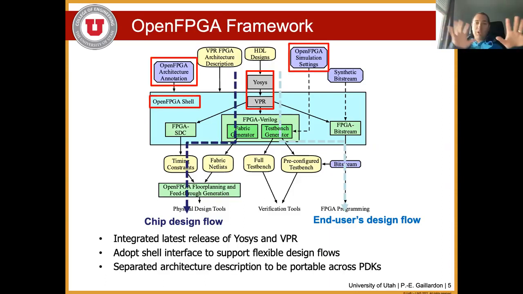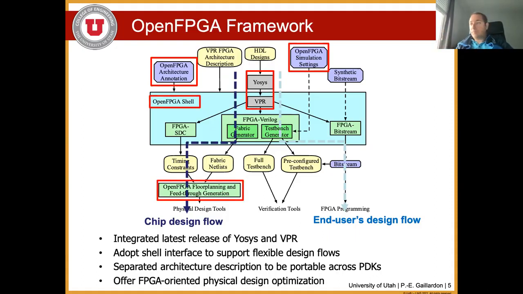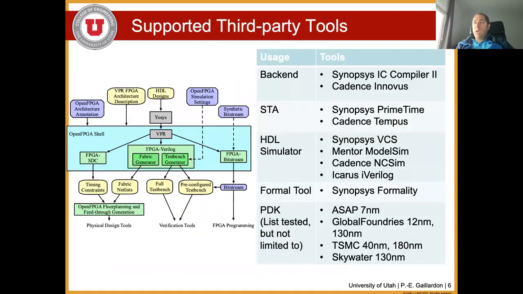And we do have this separated architecture description infrastructure, so we can be portable across PDKs. So we somehow also decorrelate the notion of the architecture versus the low-level implementation. So it's very easy to port a given architecture to a 12 nanometer FinFET fabric or a 40 nanometer bulk technology. And finally, we have a lot of physical design oriented optimizations that help us support all of that. So in addition to this core framework, we do support a large number of third-party tools, both from the open source and the commercial arena to make everything work.